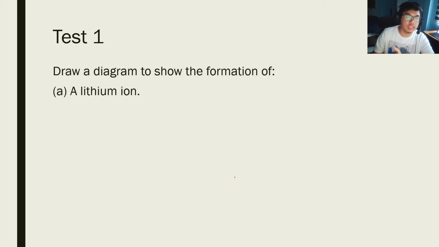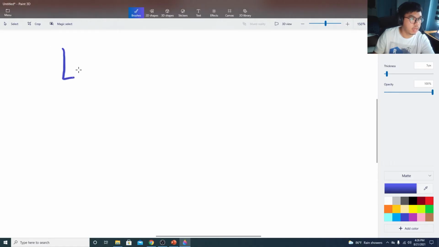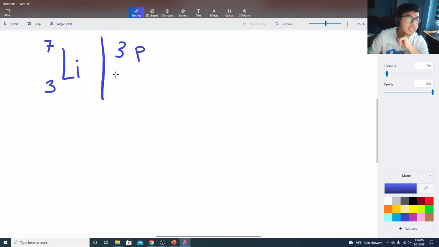So let's do a third example, but this time with lithium. So how does a lithium atom become a lithium ion? Lithium, Li, this is its symbol, and it has a proton number of 3 and a nucleon number of 7. How many protons does lithium have? It has 3 protons, and how many electrons? 3 electrons. Now let's draw the electronic structure.